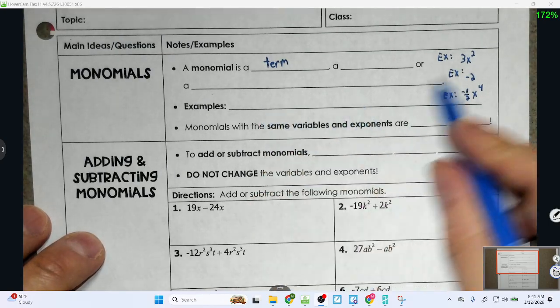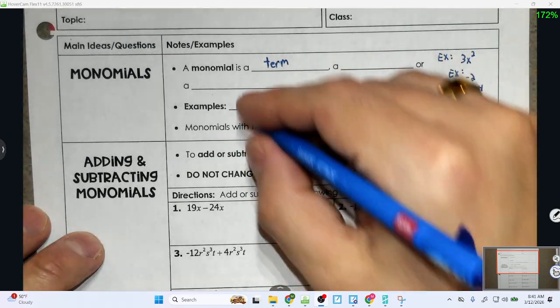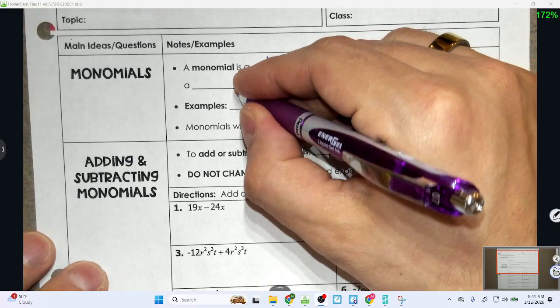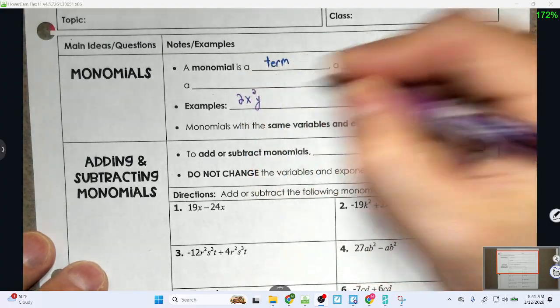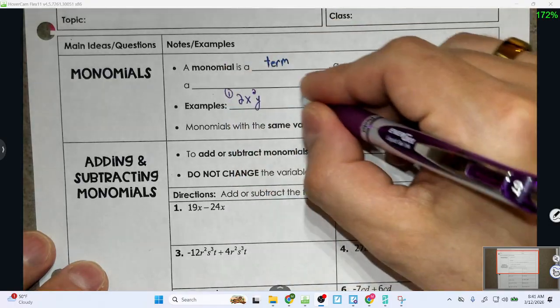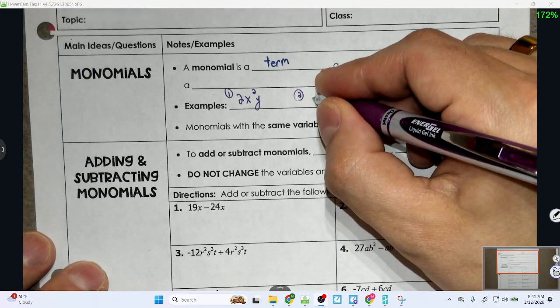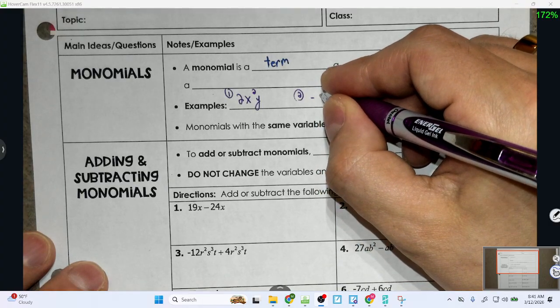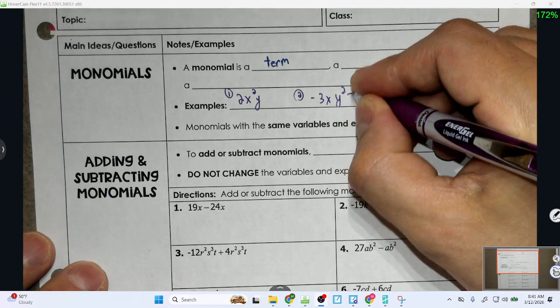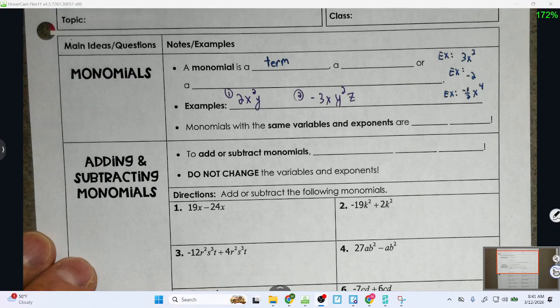So the examples are here, but let's try even more examples. Another one would be 2x squared y. That's still a monomial. Here's another one: negative 3x y squared z. That's still a monomial, as long as there's no addition or subtraction, right?